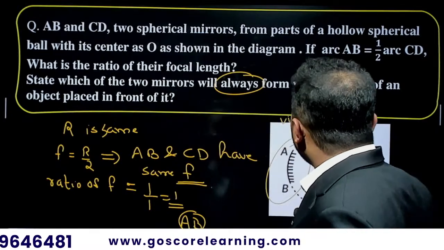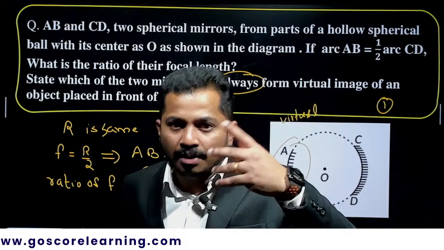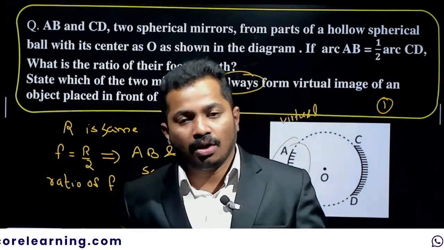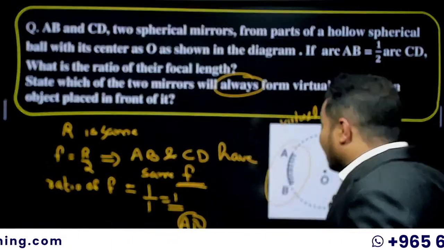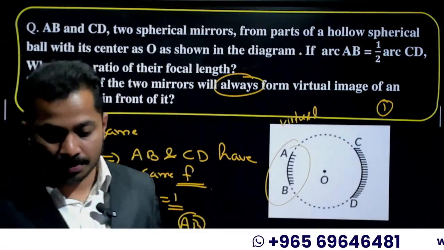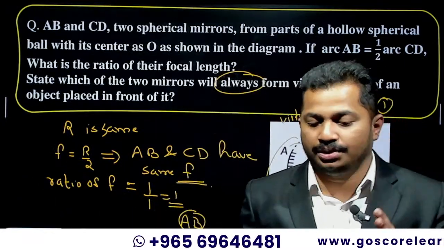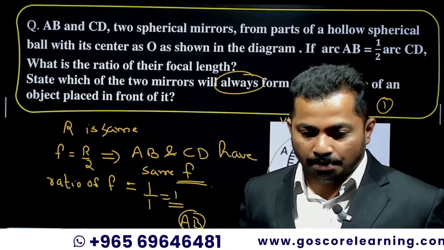If it is a 2-mark question, 1 mark is for the precise answer and 1 mark is for the explanation. If you are not writing the reason for that answer, half of the total marks will be gone. So you need to take care of that. Read the question properly.